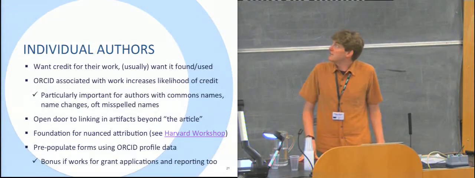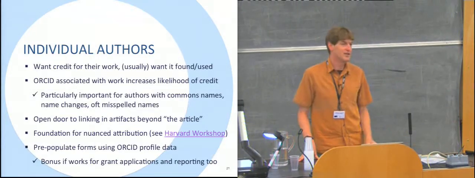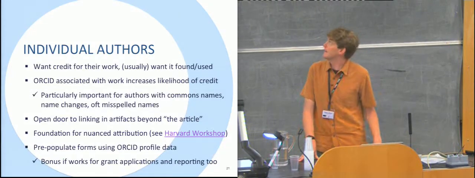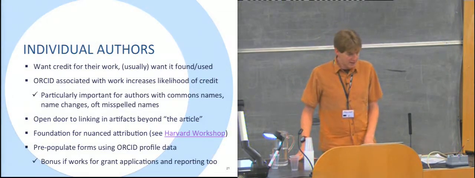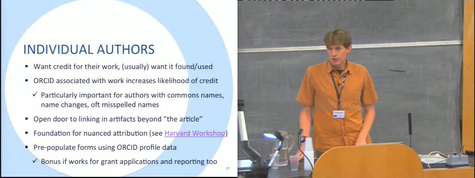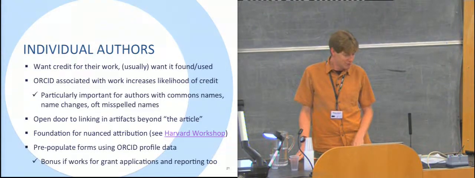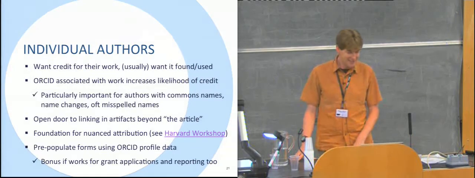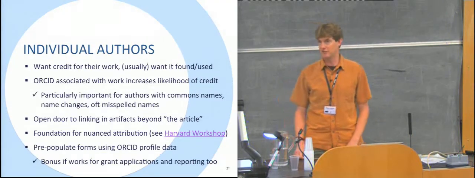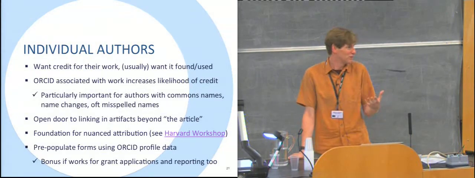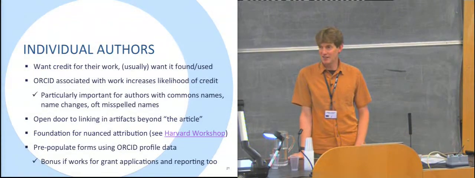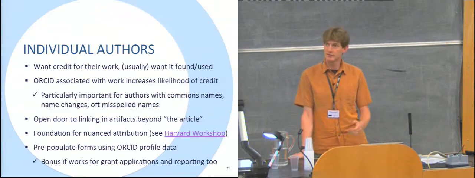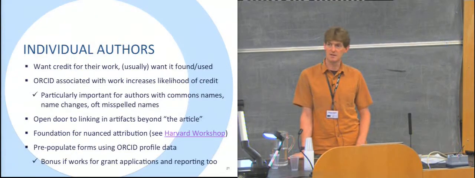So individual authors want credit for their work, and they usually want it to be found and used. We can all quote exceptions, perhaps. ORCID will help increase the likelihood of them getting credit for it. I think that's a key motivation. This will be particularly useful for people with common names, although my colleague Michael Nelson says he sometimes likes to be conflated with another Michael Nelson who has a good publication record.